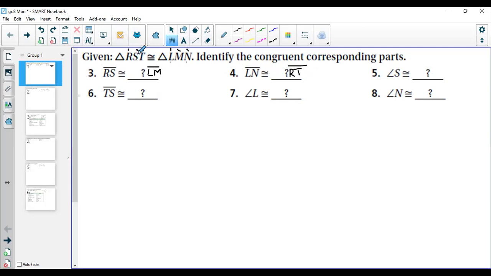Then angle S, only angle S, which is number 2. So here it is angle M. TS, follow the order. It is 3, 2, which means here also it should be 3, 2. Don't do 2, 3. It should be 3, 2. So it's going to be N, M. Angle L is 1, which means here it is 1, angle R. And angle N, which is the third one, that is going to be angle T. So this is how easy it is to identify congruent corresponding parts.